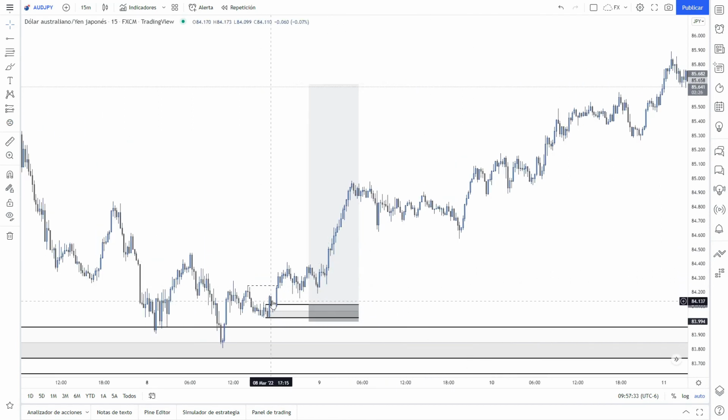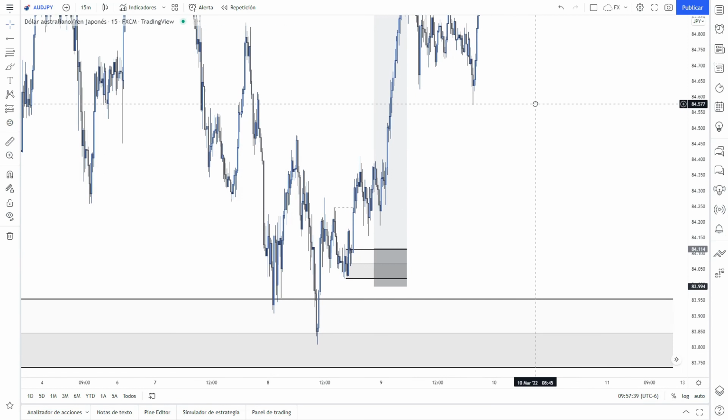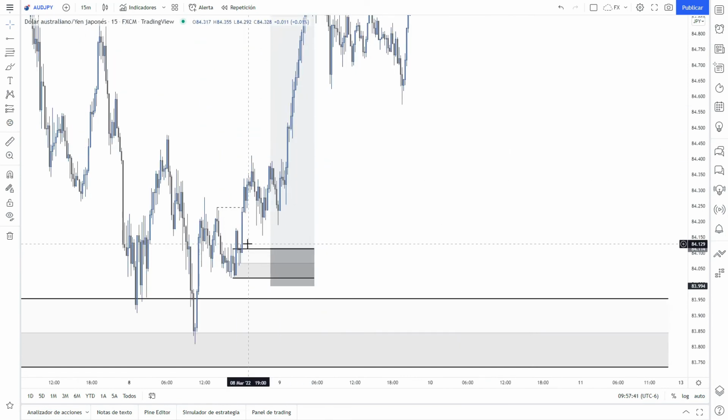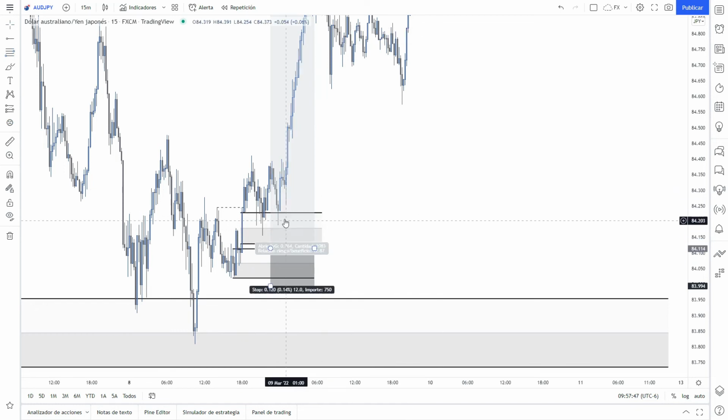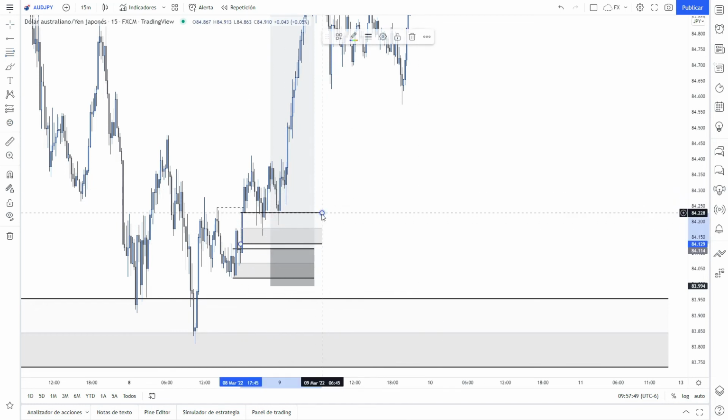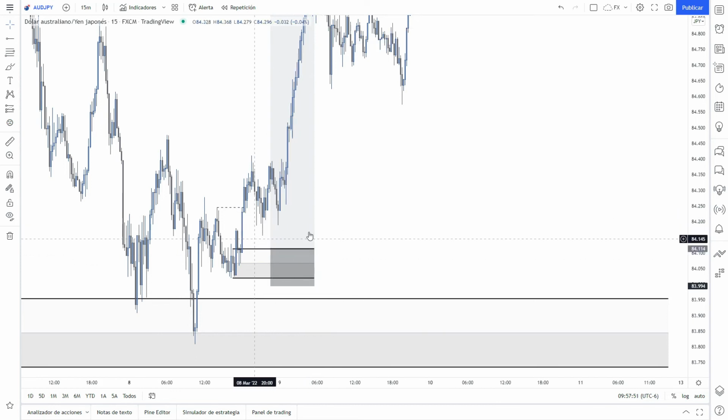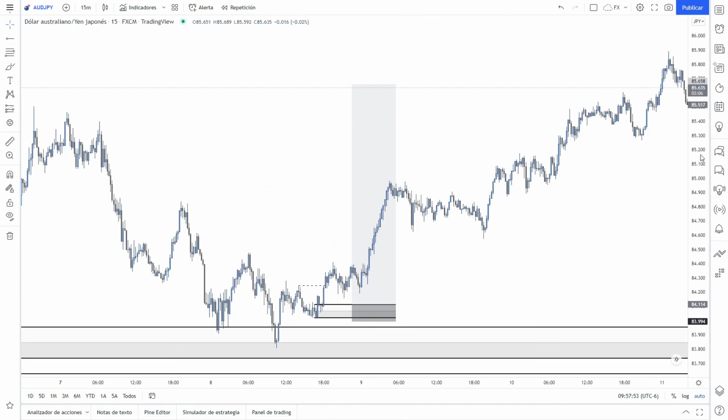I was waiting for this 15-minute demand level to be tapped, to be filled, but the market didn't fill it. It just filled this imbalance here. That was imbalance filled, but it didn't tap my zone. So I missed this trade, but I was waiting for 154 pips.